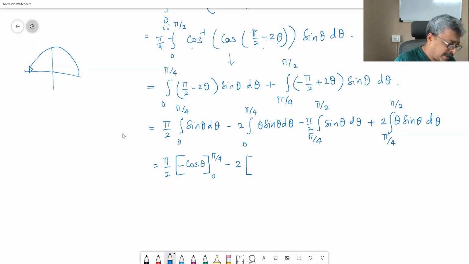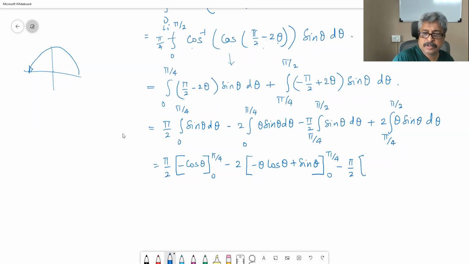2 times inside bracket minus theta cos theta plus sin theta. Check whether this is correct. Integration by parts, to be evaluated from 0 to pi by 4. Then minus pi by 2, again minus cos theta to be evaluated from pi by 4 to pi by 2, plus 2 times minus theta cos theta plus sin theta to be evaluated from pi by 4 to pi by 2.